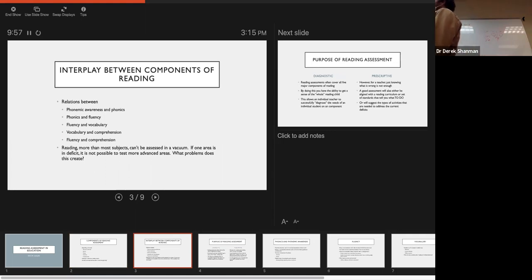It is very important to understand that those 5 components are independent. You can have strong phonemic awareness without strong phonetic skills or phonics skills. You can have strong phonics skills without good fluency. You can have good fluency without good vocabulary. You can have good vocabulary without comprehension, although it's very challenging. However, as you build up, there are strong relations between these dyads in particular.